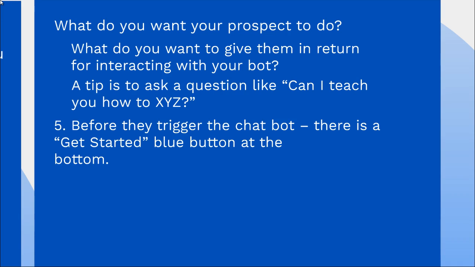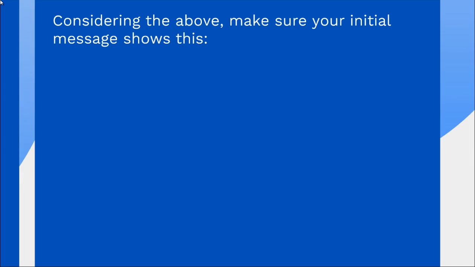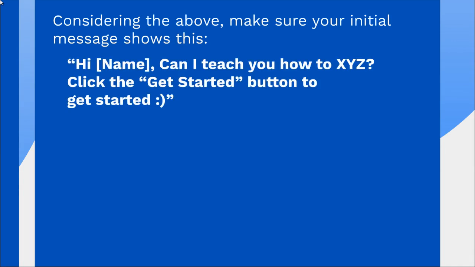Now, adding on top of that moves on to number 5. Before they trigger the chatbot or press that get started blue button at the very bottom, most people don't know that it's even there. So like I said earlier, you need to be concise. You need to give clear instructions on what to do. So here's what you do. Considering the above, make sure that your initial message shows this. Hi, name. Can I teach you how to XYZ? Click the Get Started button to get started.